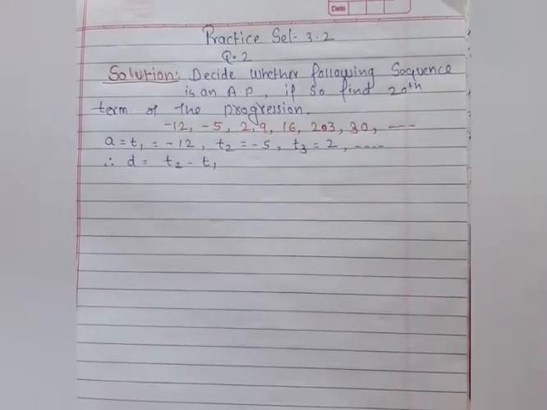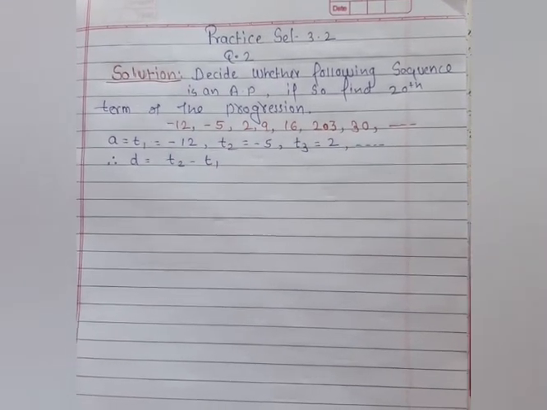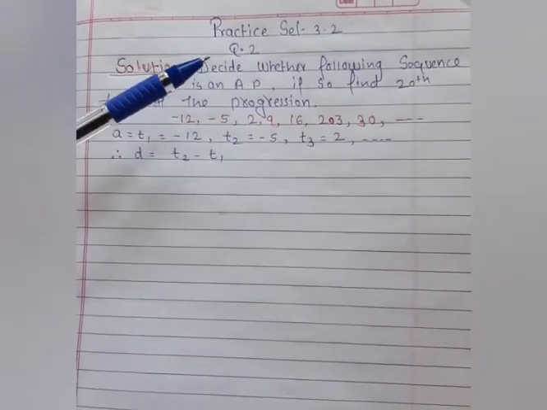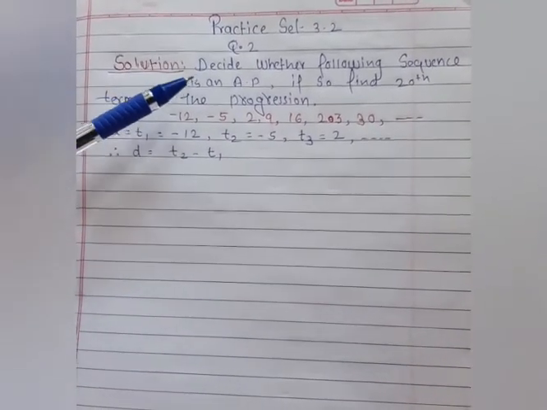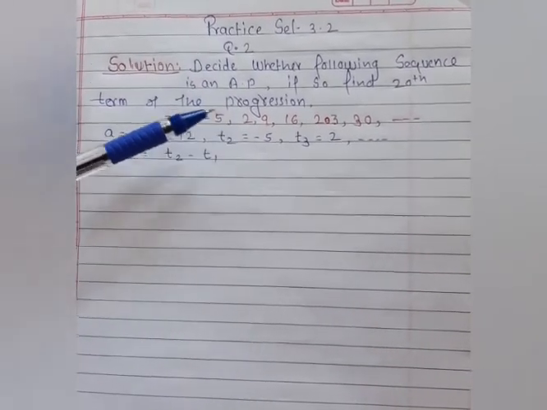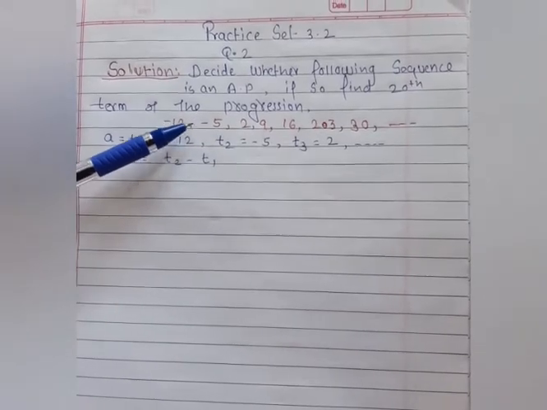Welcome back students. Let's move on to exercise 3.2. In this exercise 3.2, I am taking question number 2. Question number 2 is: decide whether the following sequence is an AP. If so, find the 20th term of the progression.